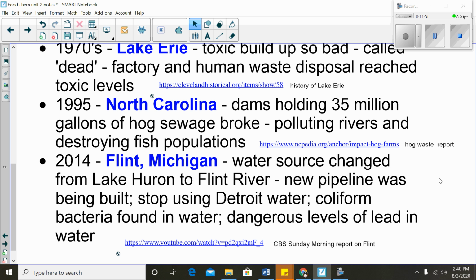If you'd like to read about this, I've got a CBS Sunday Morning report on this. You can see the doctor who realized that something wasn't right here, not to mention the fact that people's water was just brown and gross. They couldn't drink it, they couldn't bathe in it, and it took a long time before this was fixed. It's still not completely fixed, but at least it's getting better, and they're still trying to help.